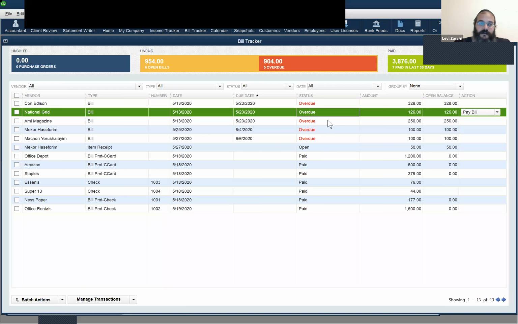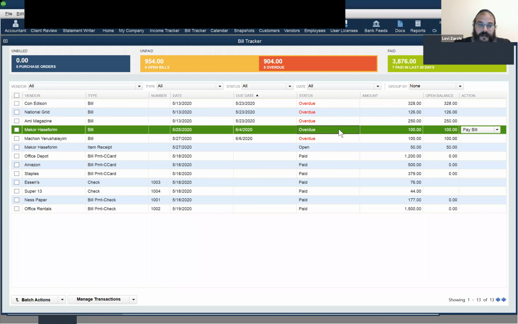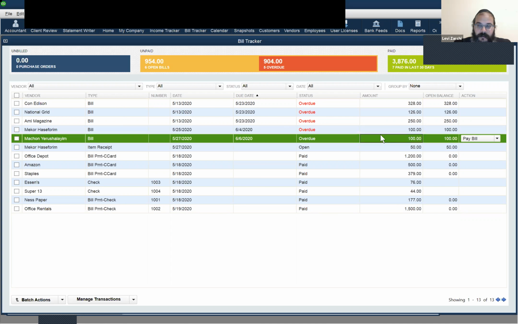Ami Magazine, yeah, they should get the $250. Maybe some people found out about us through Ami Magazine. And already at the Shavuos, we already sold the TLS, we sold the MR, and we see here the invoices for $100 each, right? So this is a bill tracker. Then everything else is paid.